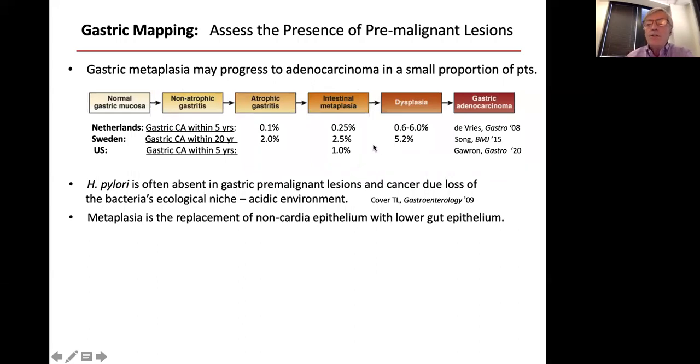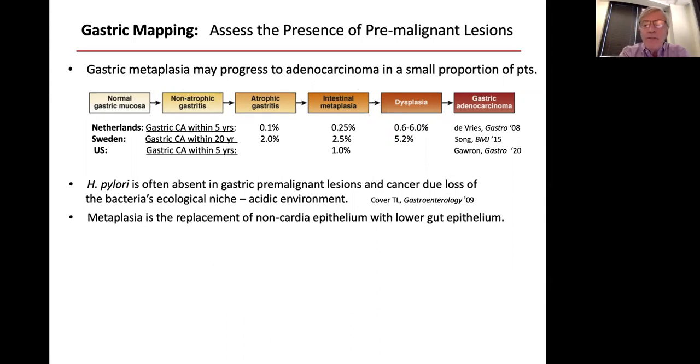In the most recent study published in February in Gastroenterology, what these investigators showed really accentuated what was shown 12 years ago in the Netherlands: that about 1%, so about 1 out of 100 people with H. pylori infection who develop metaplasia, will go on to develop gastric cancer within 5 years.